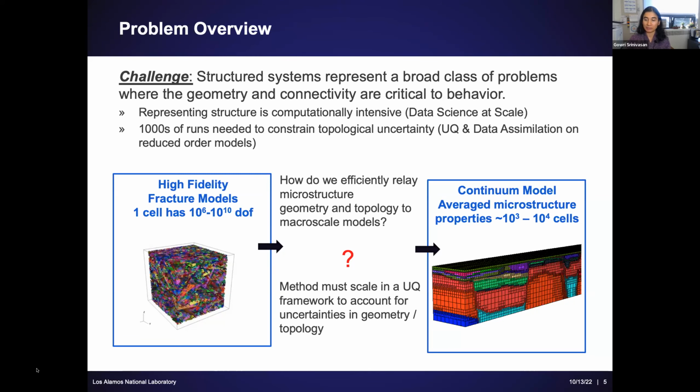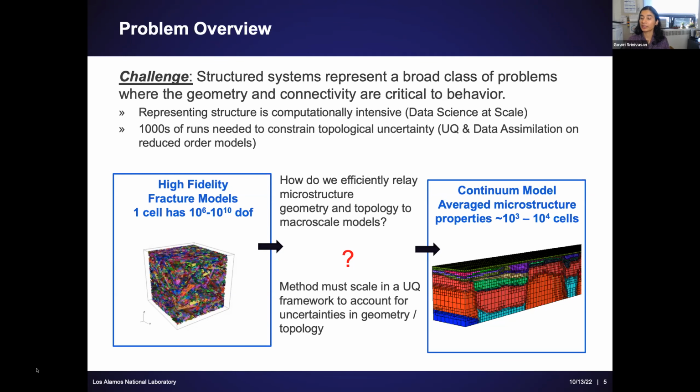So I'm going to give you an example here. I'm looking at one of the cells of this giant continuum model, and one of the cells could have hundreds of fractures. And typically, at Los Alamos, we have fracture modeling software called DFNWorks. That's discrete fracture networks. And you could very quickly run into just one cell having a million to billions of degrees of freedom. And so clearly, all of this is not going to be computationally feasible.